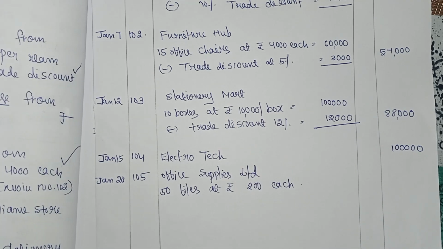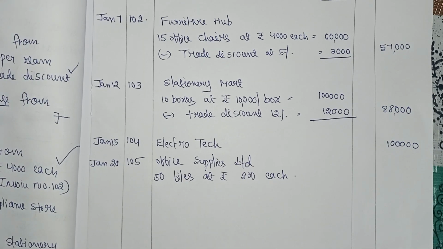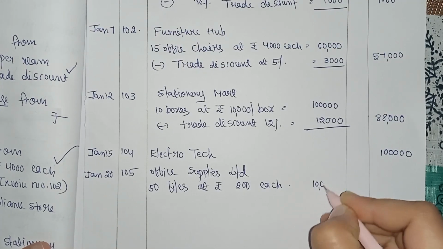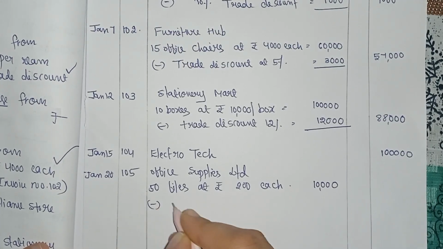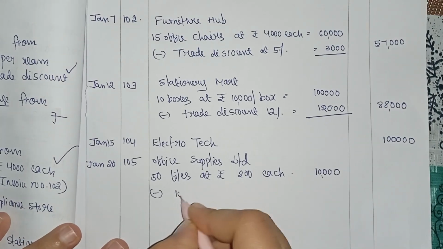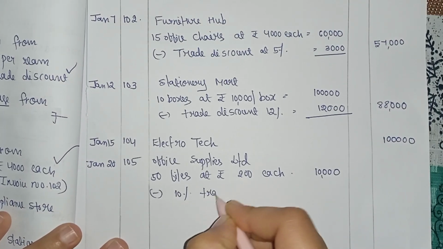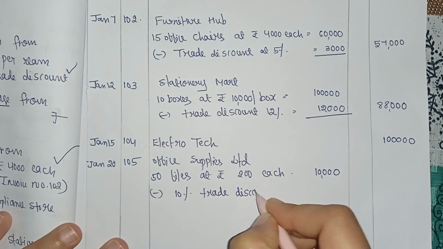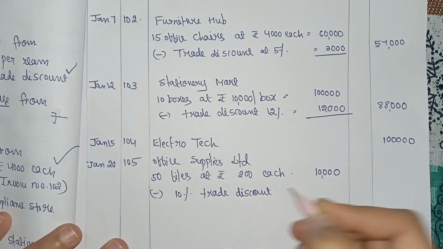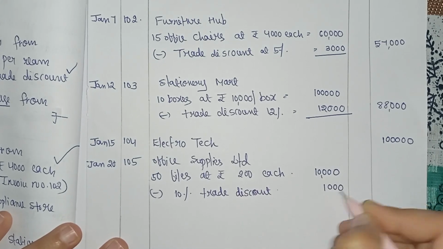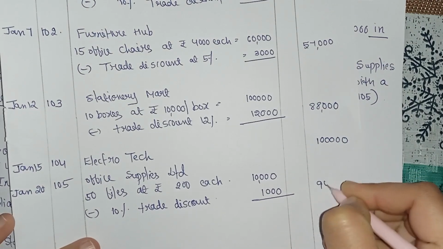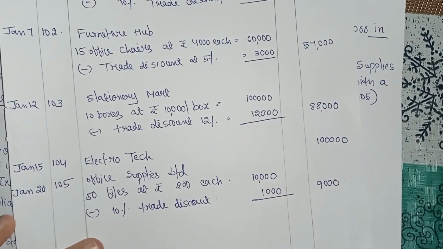50 files at rupees 200 each is 10,000, less 10% trade discount, that is rupees 1,000. So net amount 9,000.